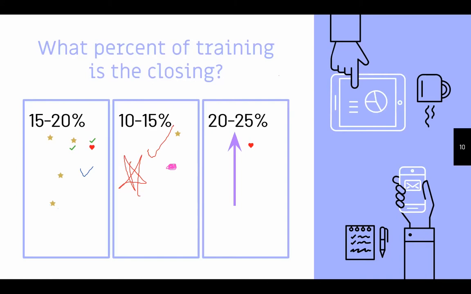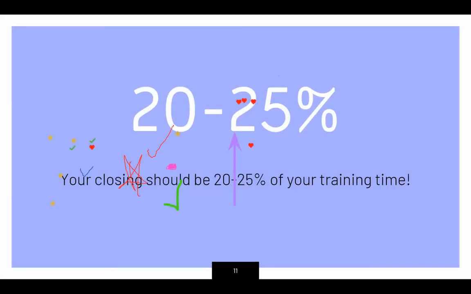Looks like most of the answers have come in, and they're kind of all over the board. I saw some hearts at 20 to 25. I see a lot of 15 to 20. All right. Well, the answer is your closing should be 20 to 25% of your training time.